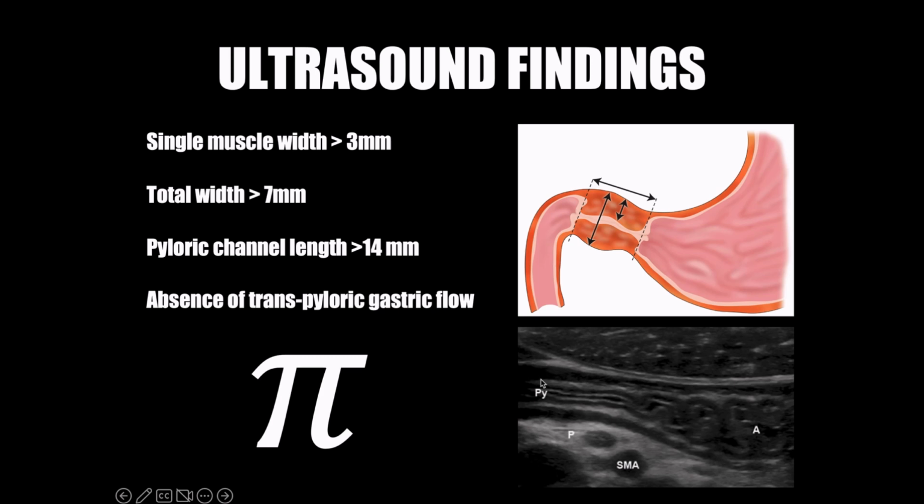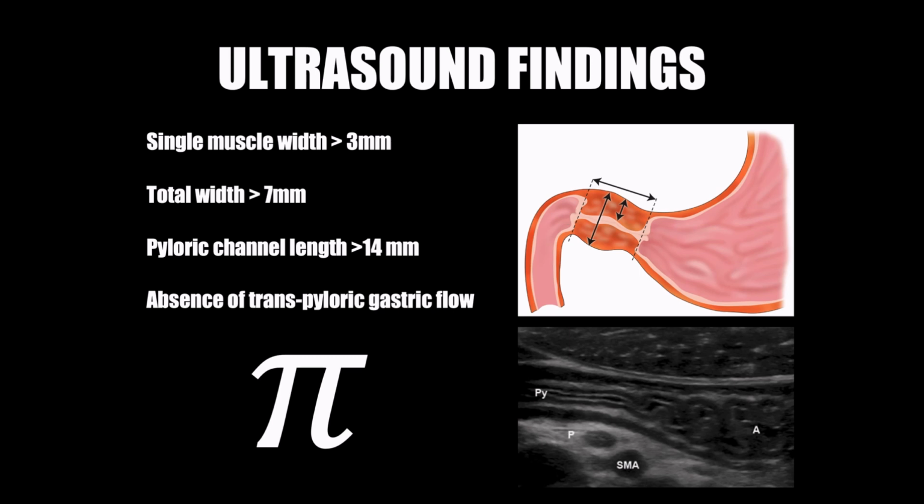And when we do that, our criteria are to have a single muscle width of more than 3 millimeters, which is right here. A total width of the pylorus, that is to say the entire width from that outer hyperechoic layer to the outer hyperechoic layer of more than 7 millimeters, that would be here to here. A pyloric channel length of greater than 14 millimeters, that's measuring from here to here. And then additionally, the absence of transpyloric gastric flow.